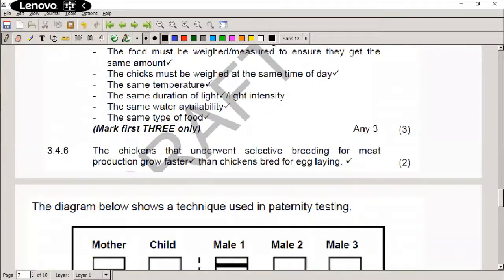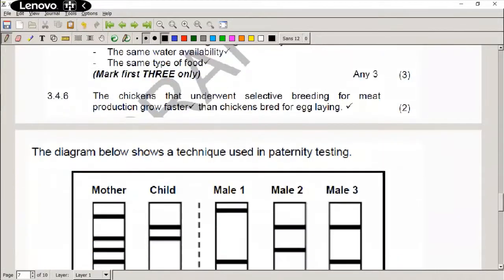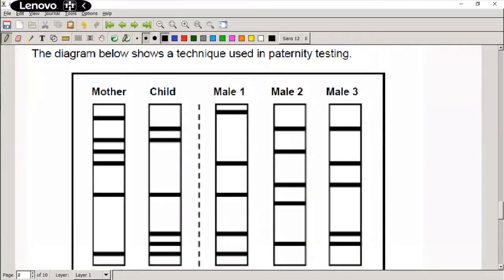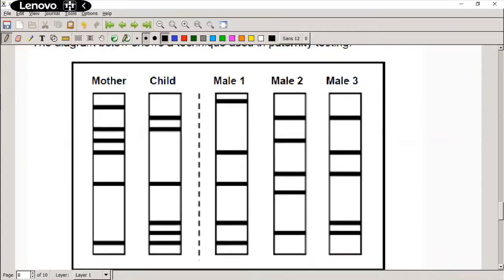And then this next one, I placed a new paper for you under lesson 4, and I just asked you to do this one question. The diagram shows the techniques used in paternity testing.